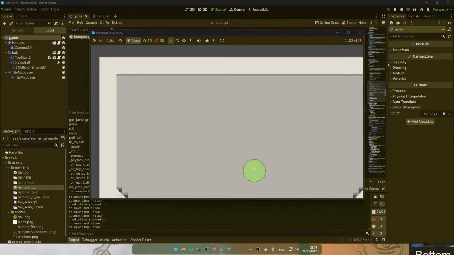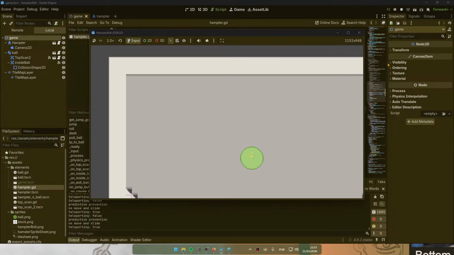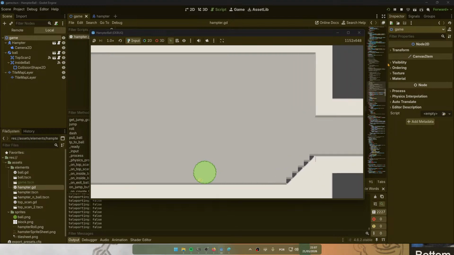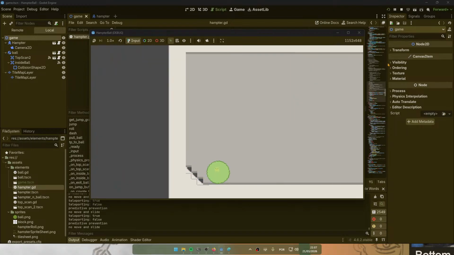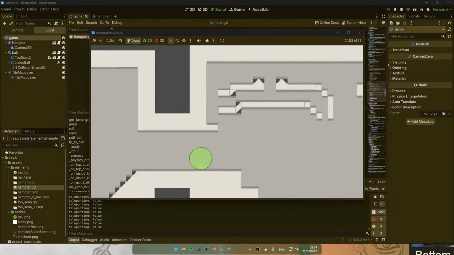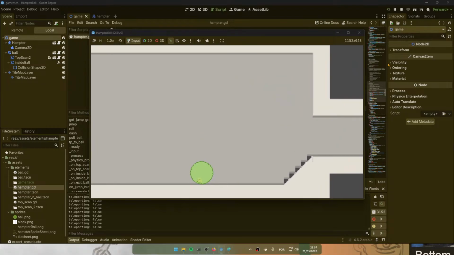That's kind of funny. It's like two teleports triggering at the same time. See that? At a certain speed, he kind of works fine. I don't know, man. Maybe I just clamp the speed and call it a day.